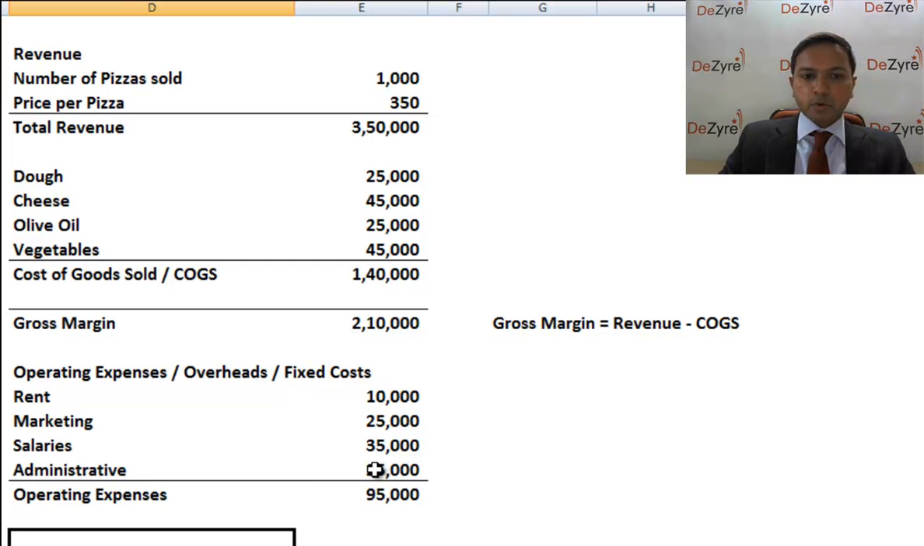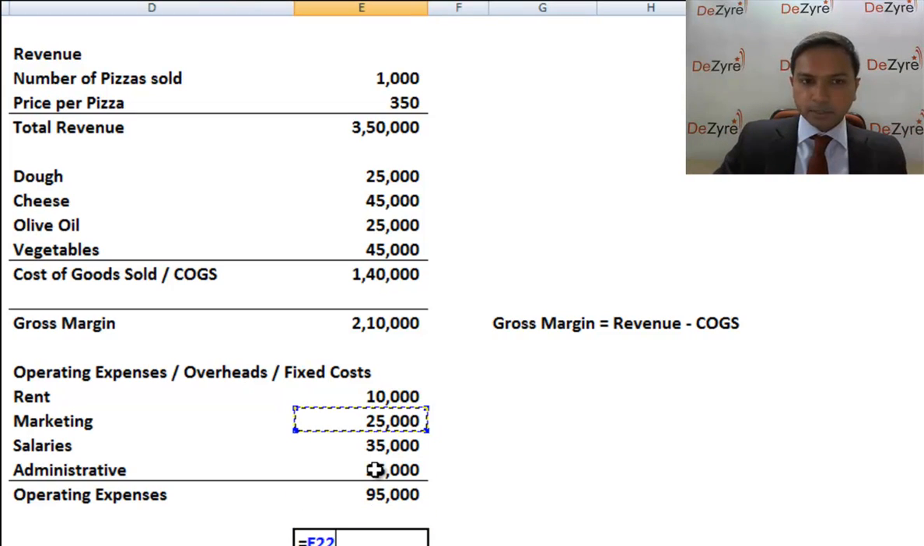All right, so now you had 3.5 lakhs as revenue from selling the pizza. Out of that, you spend 1,40,000 rupees on the ingredients. You spend another 95,000 rupees on marketing the pizza and the interiors and all of that. How much money do you have left?